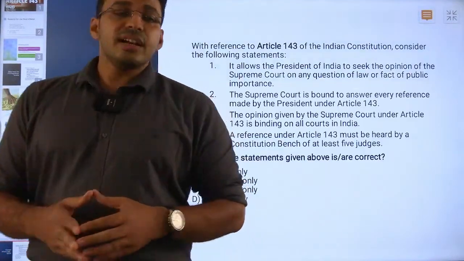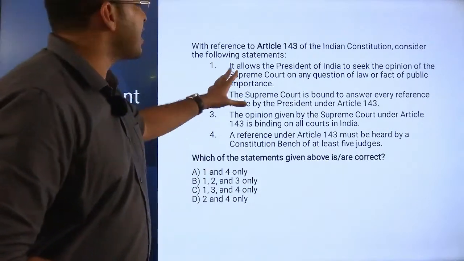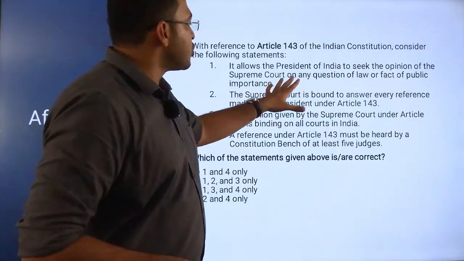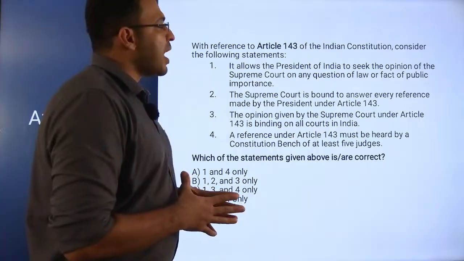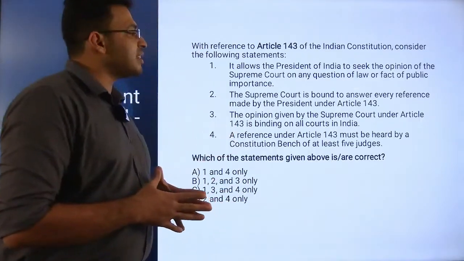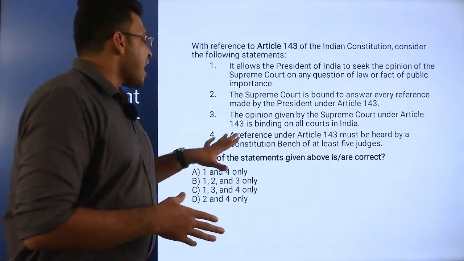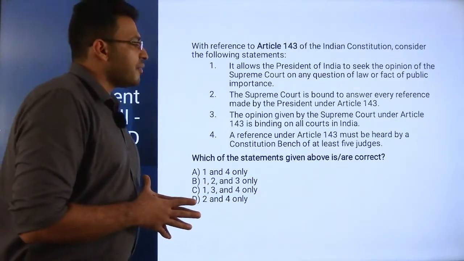Finally, the current affairs drill question of the day. With reference to Article 143 of the Constitution, consider the following statements. It allows the President of India to seek the opinion of the Supreme Court on any question of law or fact of public importance. The Supreme Court is bound to answer every reference made by the President under Article 143. The opinion given by the Supreme Court under Article 143 is binding on all courts in India, and a reference under Article 143 must be heard by a constitutional bench of at least 5 judges.